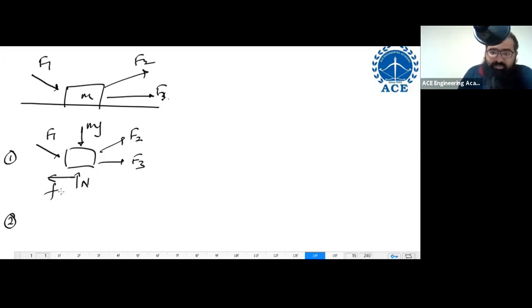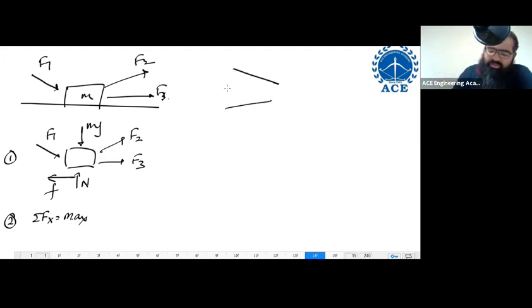The second step is that you are going to use Newton's second law and write summation of force in x has to be equal to mass times acceleration in x. Likewise, summation of forces in y is equal to mass times acceleration in y. You are going to write this. Something similar we have to follow in our subject also.